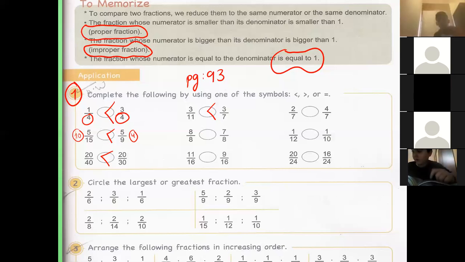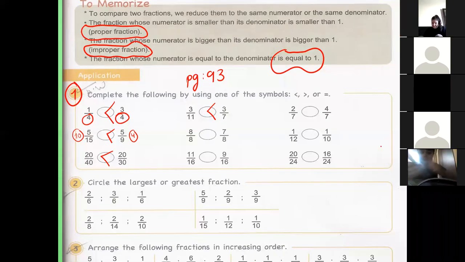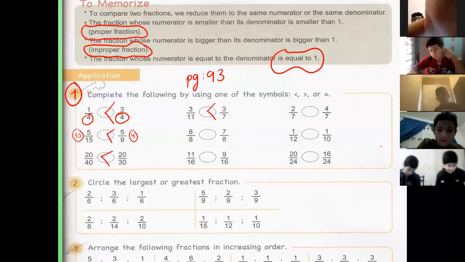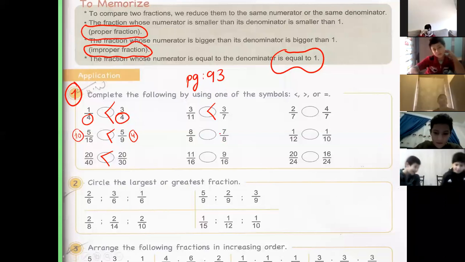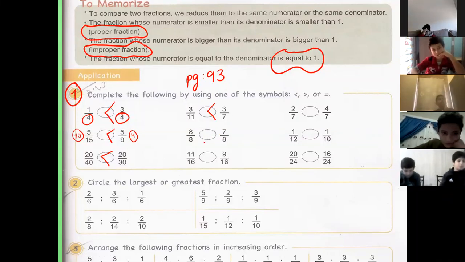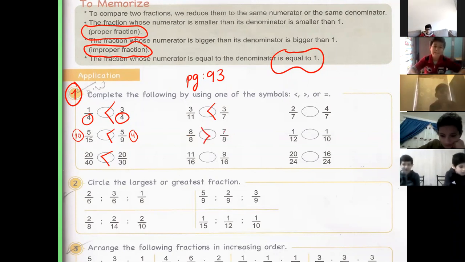Now Haidar Saad. Go on, Haidar. 8 over 8 or 7 over 8. Which one is better? 7 over 8. Why? 8 over 8 is a full mark. Okay, with 7 over 8, we need 1 point to get a full mark. So 8 over 8 is better.